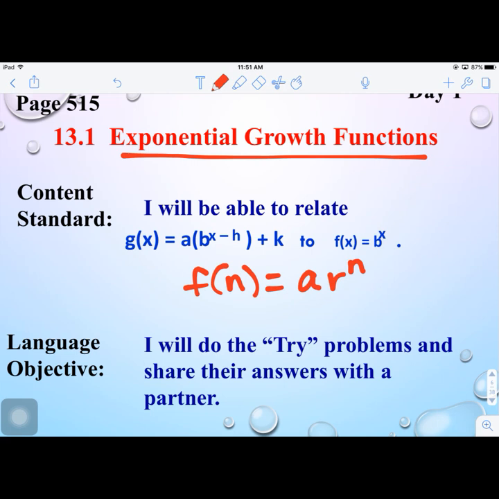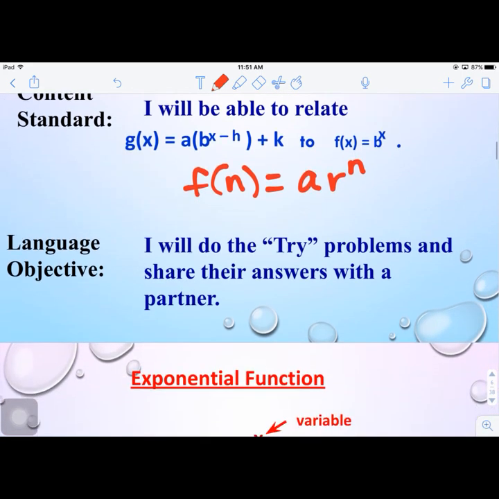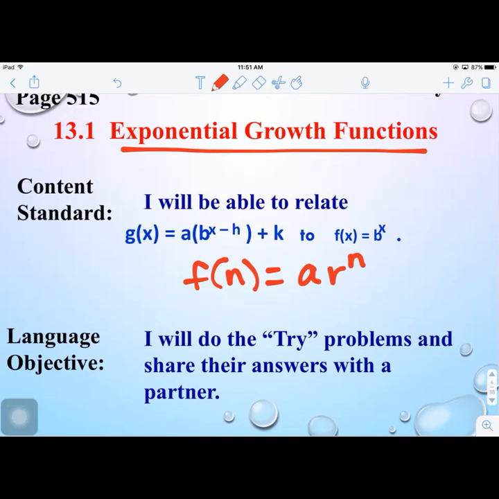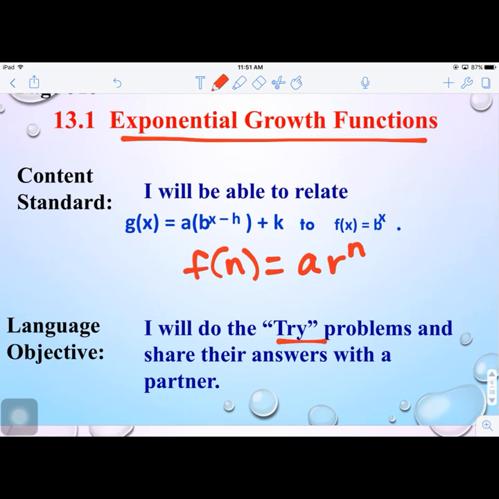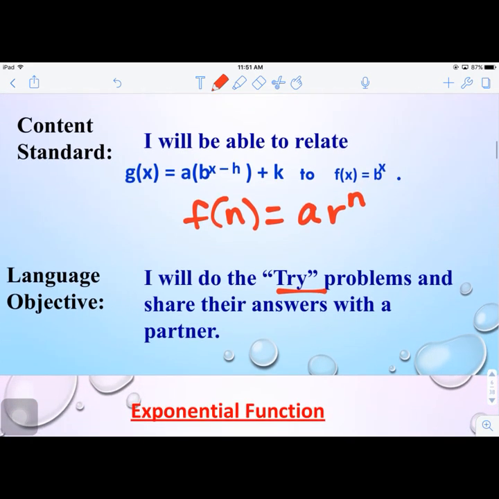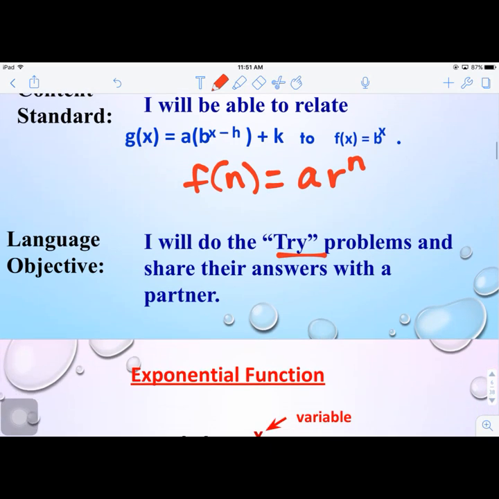And as we recall, there were two types of exponential: there was growth and there was decay. So we're going to take a look at what situations we will have growth and which ones we will have decay. And today you are going to be sharing triad problems and learning to understand the basic function for an exponential model.